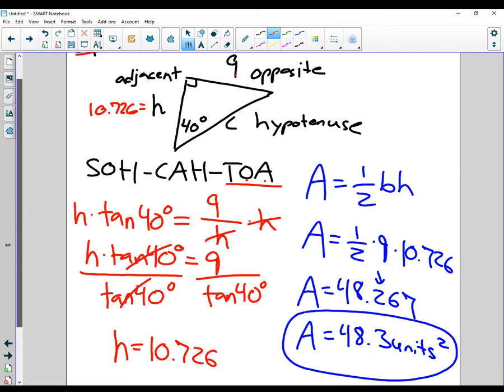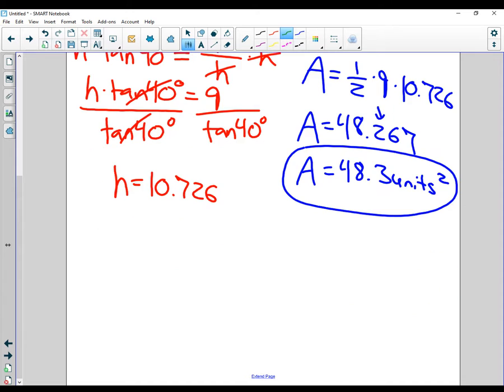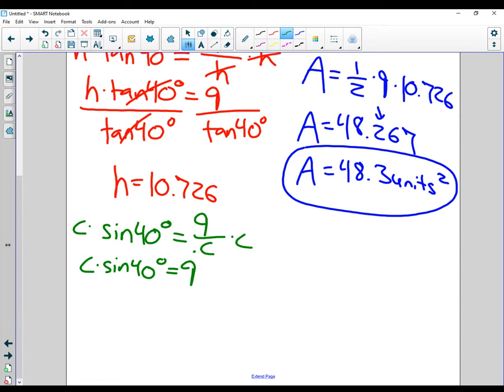So which one involves opposite and hypotenuse? On SOHCAHTOA, the sine involves opposite and hypotenuse, O and H. So the sine of 40 degrees, the sine of the angle, equals opposite, which was 9, over hypotenuse, which we said was c. I'm going to go a little faster this time. Multiply the c over, divide by the sine of 40.